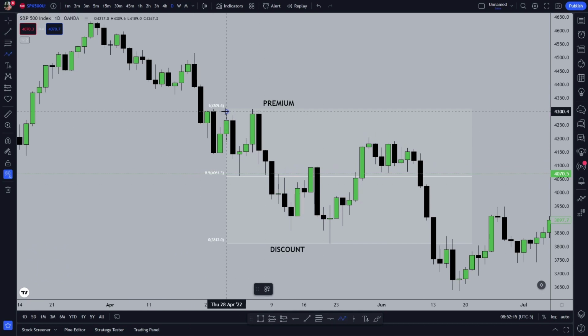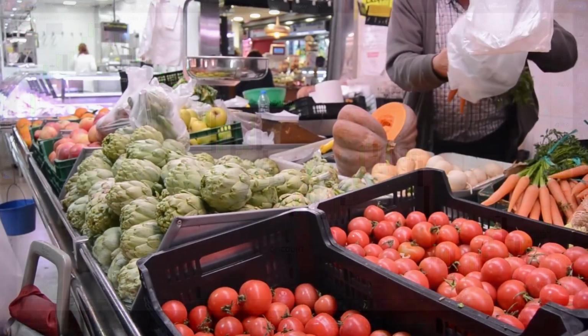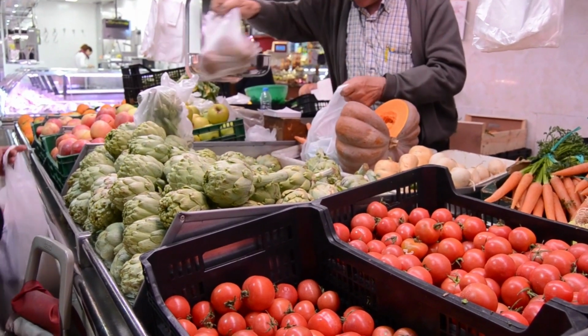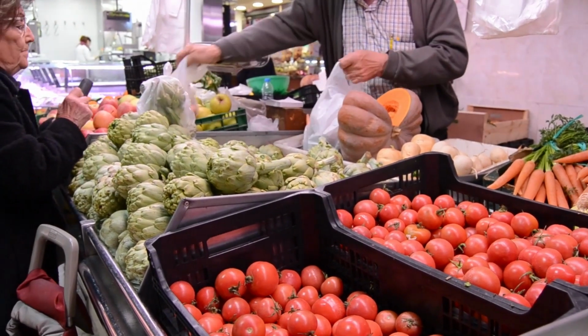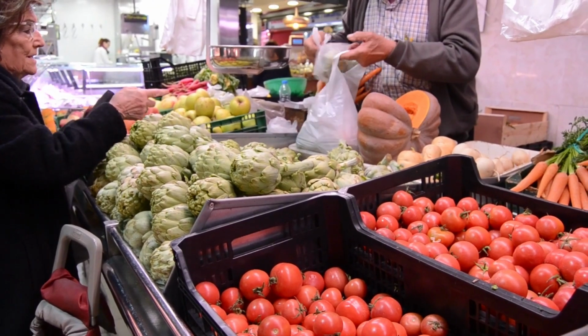Equilibrium, premiums and discounts. You can identify them by drawing a fib and creating a range. For a bullish market, you will look to buy in a discount area, the lower half. For a bearish market, you look to sell in a premium area, the upper half. This can be understood in a very logical way. It is like going shopping, you always want to buy things at a discount. If you're a businessman, you always want to sell your Beijing corn as high as possible at a premium price, and the market maker uses the same logic.